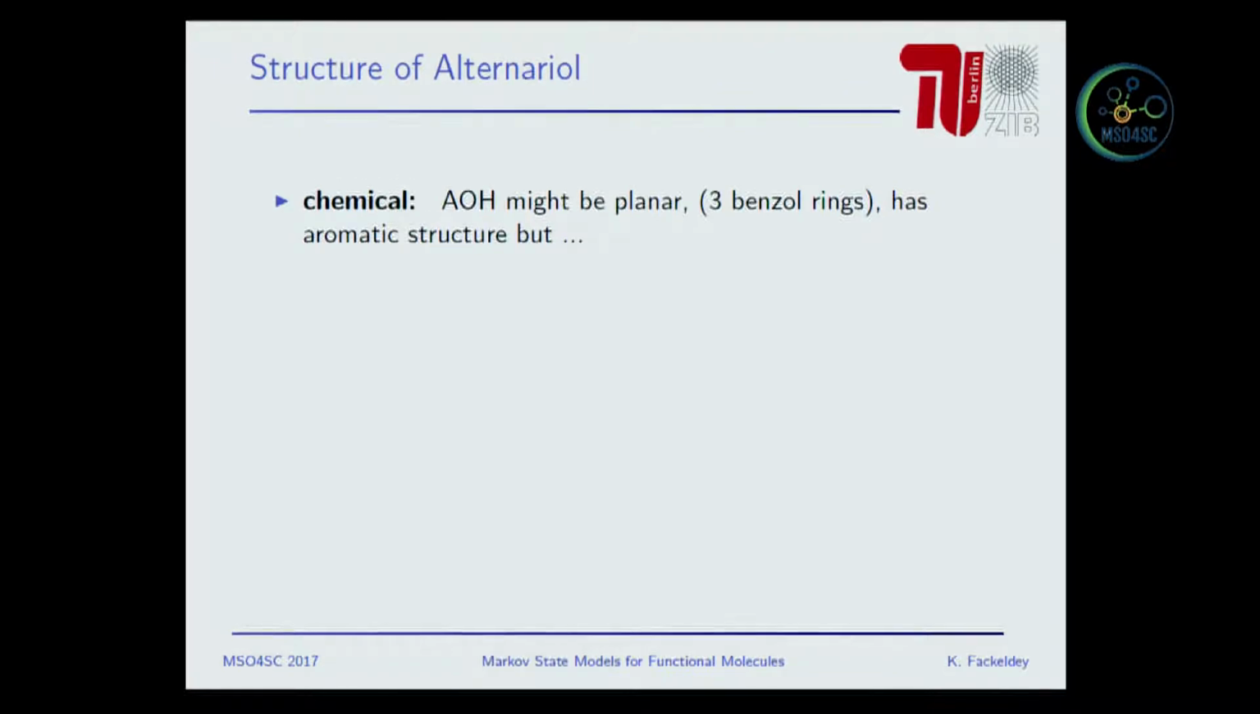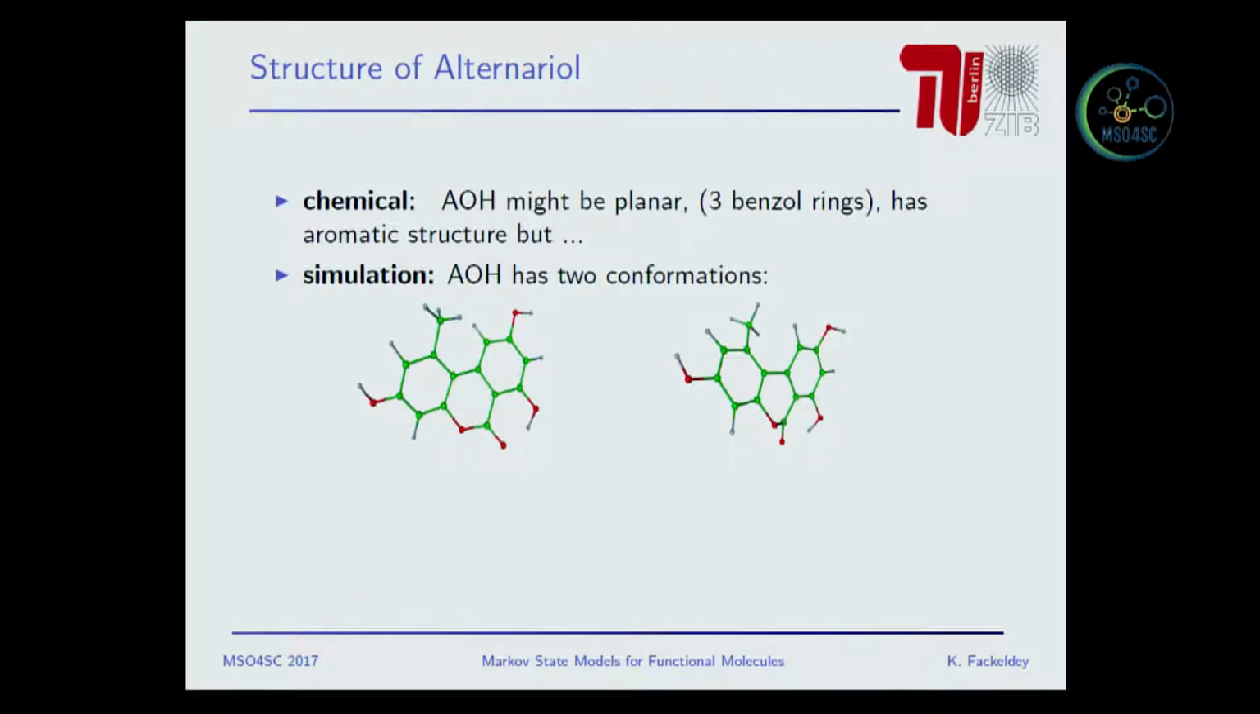From the chemical point of view, we learned that it might be planar because we have these benzoyl rings, and it has kind of an aromatic structure. I'm not a chemist, so this is what they said to us. And then we did a simulation, and we ran this over a certain period of time, and then we saw that it has mainly these two conformations, so these two states.